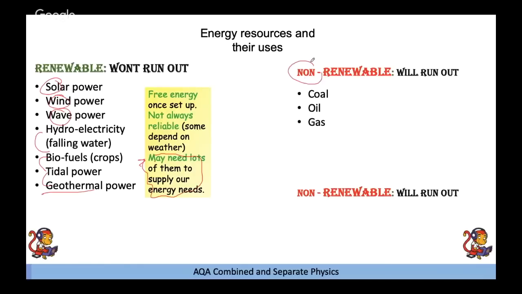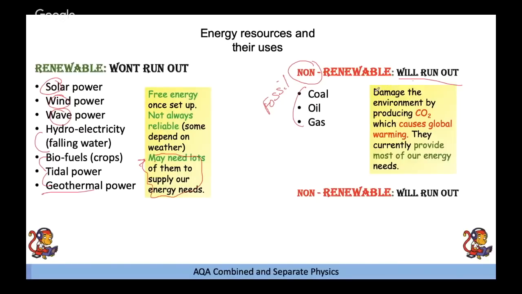Okay, non-renewable. So these are our fossil fuels. From the dead remains of plants and animals from millions of years ago. These will run out. We dig them out of the ground. A couple of key problems with this: damage to the environment, producing carbon dioxide, name it. Okay, don't say polluting gases, name it. You know the name of it, call it carbon dioxide. What does it cause? Global warming.